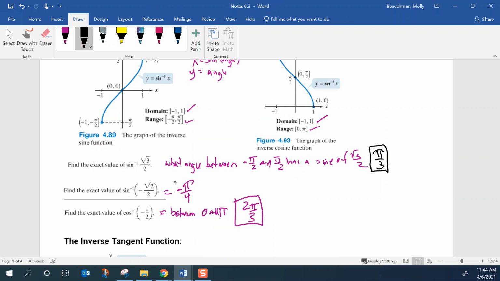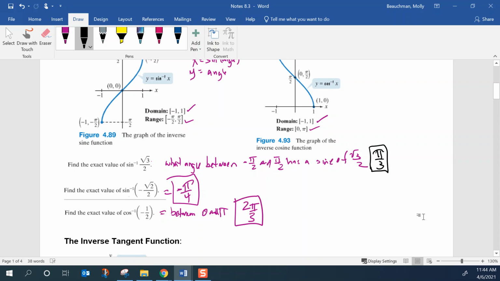So remember that as you're looking around the unit circle, for each exact value of sine or cosine, there are two angles around the unit circle that have those measures. So you have to express them in terms of your limited range.